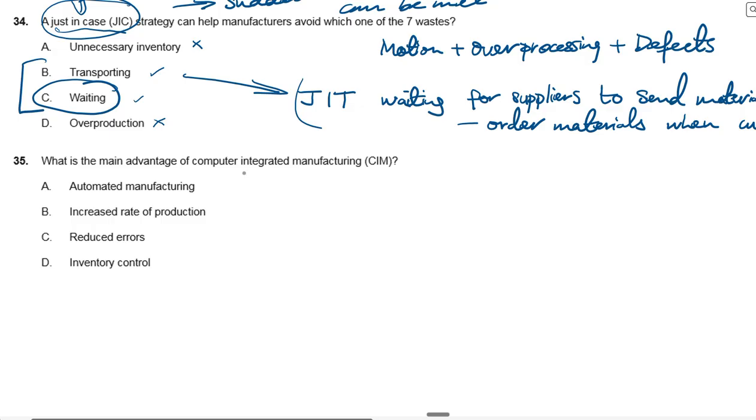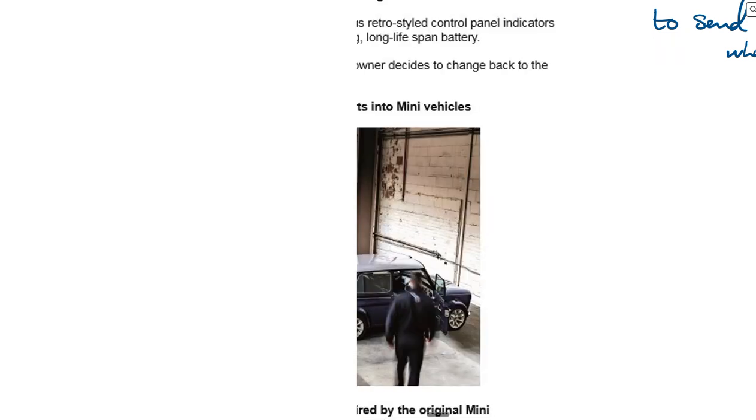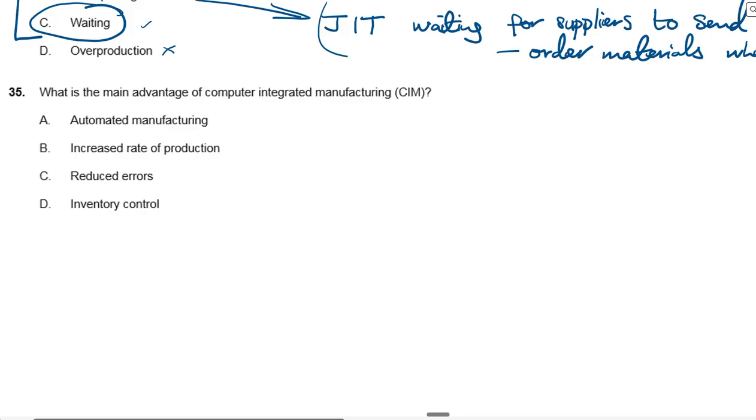What is the main advantage of CIM? Okay, main advantage is, so we have automated manufacturing. Yes, everything is automated, right? That's what CIM is. It is using computers to integrate all processes from production, ordering supplies, to delivery, to manufacturing, to finally delivering that final product to the customer. And so all processes are integrated using a computer, so it's automated. That is a possible answer. Increased rate of production, that is also possible.